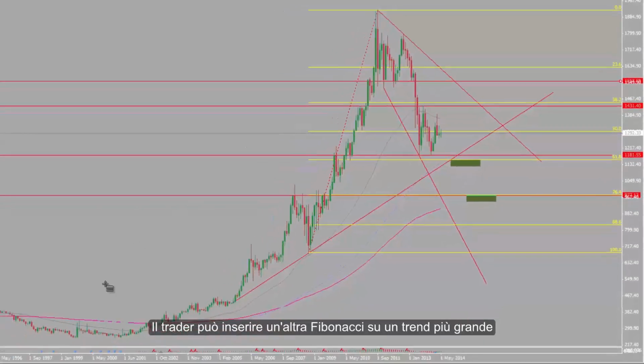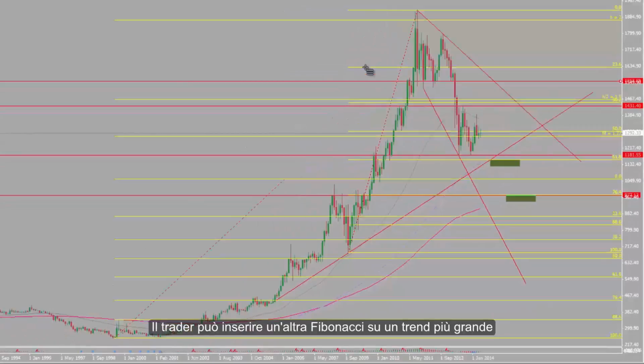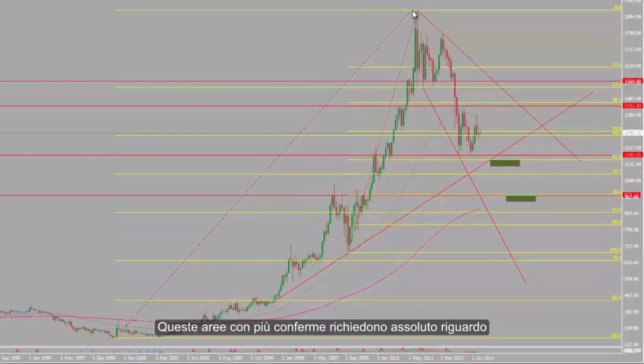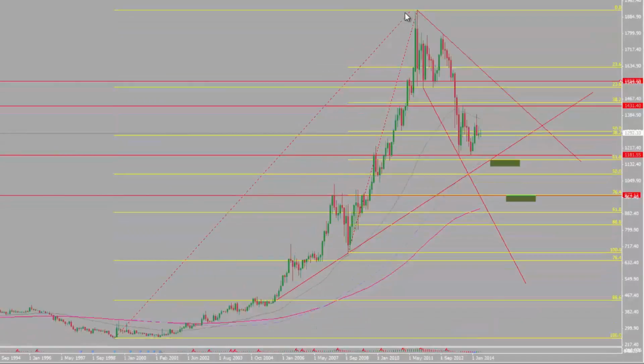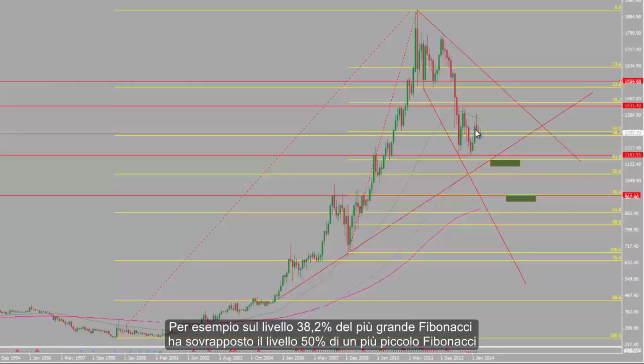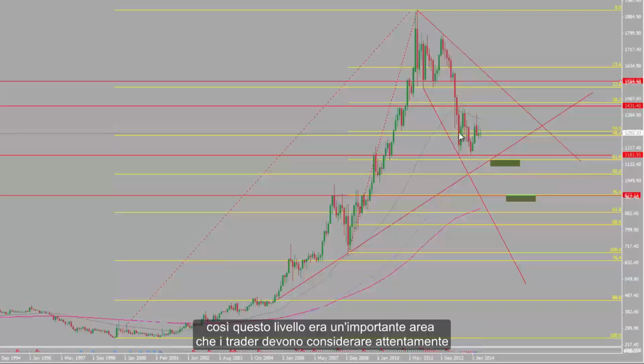A trader can place another Fibonacci on a bigger trend. Those regions with more confirmations would require utter regard. For instance, the level 38.2% of the bigger Fibonacci has overlapped the level 50% of a smaller Fibonacci. Thus, this level was an important region that traders must consider carefully.